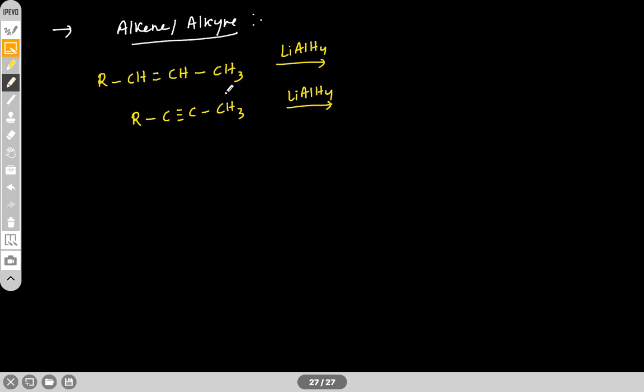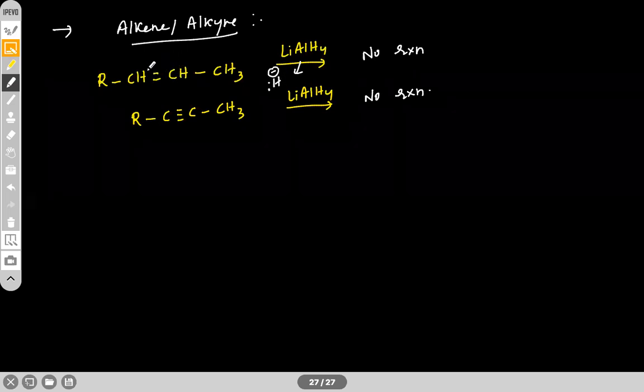See, this reaction with LiAlH4 does not give any reaction. No reaction here. Why no reaction? Because this gives hydride ion, and both sides are sterically hindered. And here we also have a pi electron cloud, right? This electron cloud repels the hydride ion. If it were an electrophile, it might attack the carbon atom, which is not the case here.